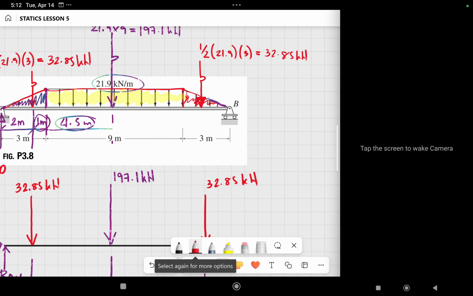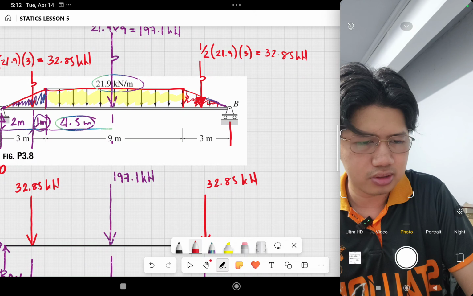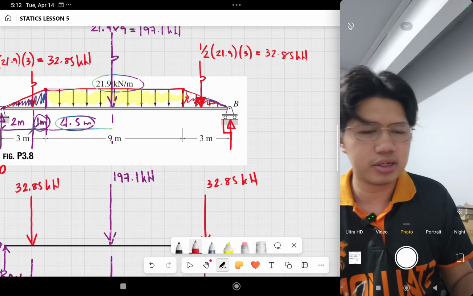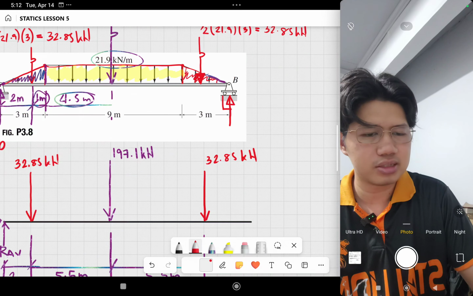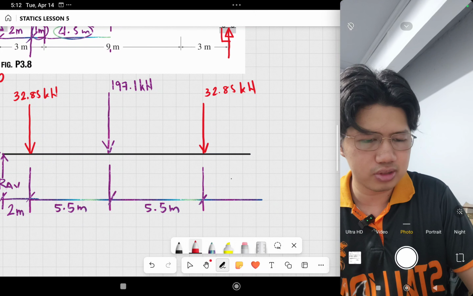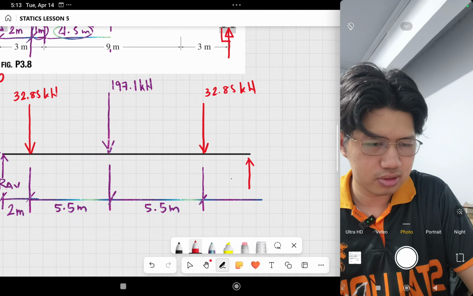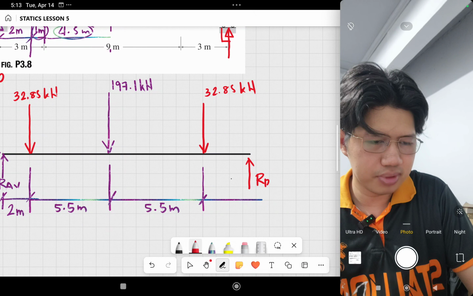And then at this point, sa roller, we have another support. And it is a roller support. And again, a roller support is always perpendicular doon sa surface. Okay? So that is one reaction force that will be produced by the roller. So this is RB.